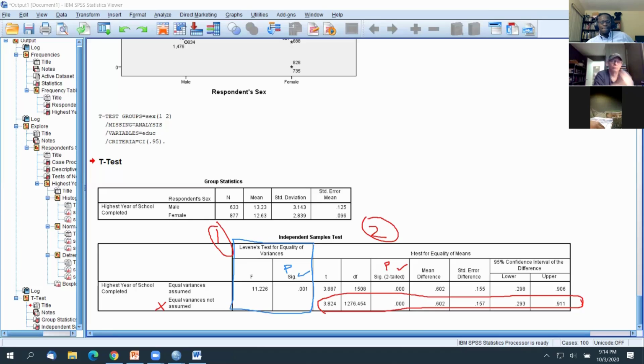Okay, great. Now, because this is less than 0.05, that means that there's a significant difference between the highest years of school completed between males and females. All right. So now that we know this, the next thing for us to do is to go and write the results. Okay.